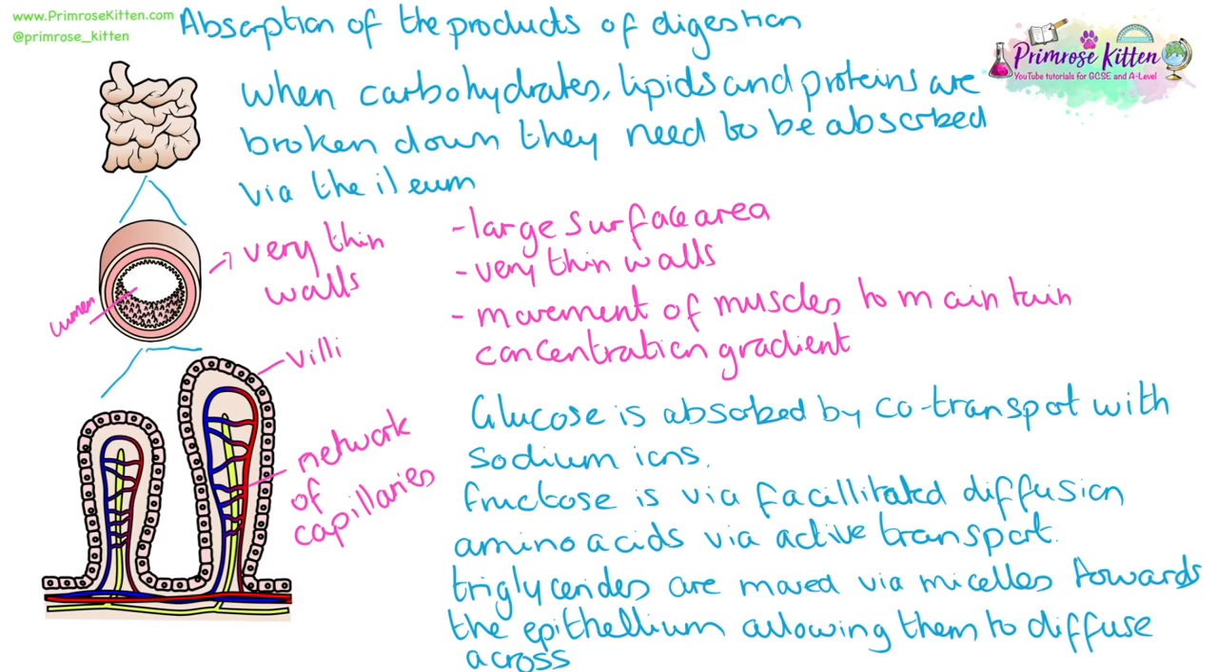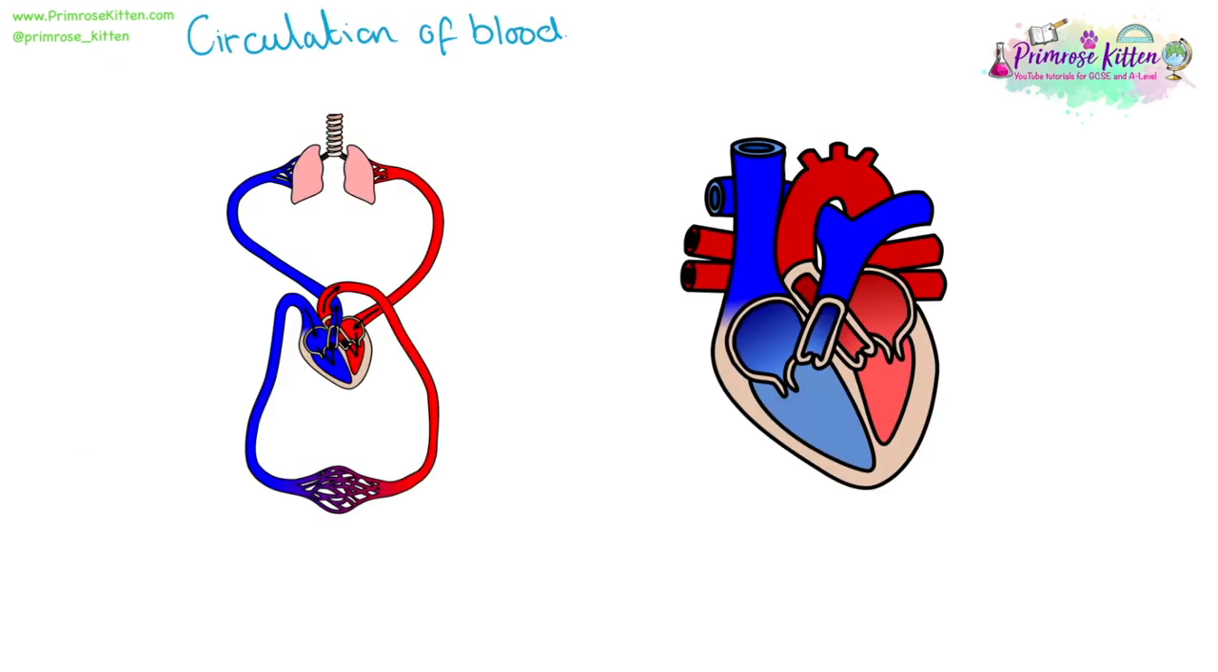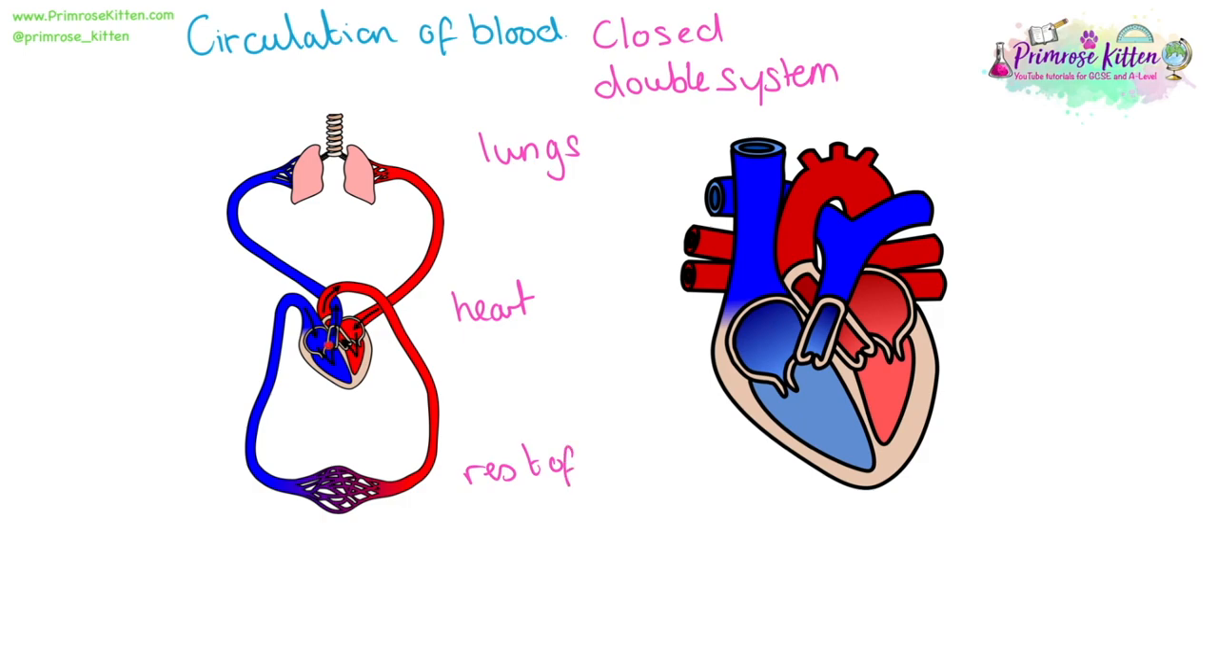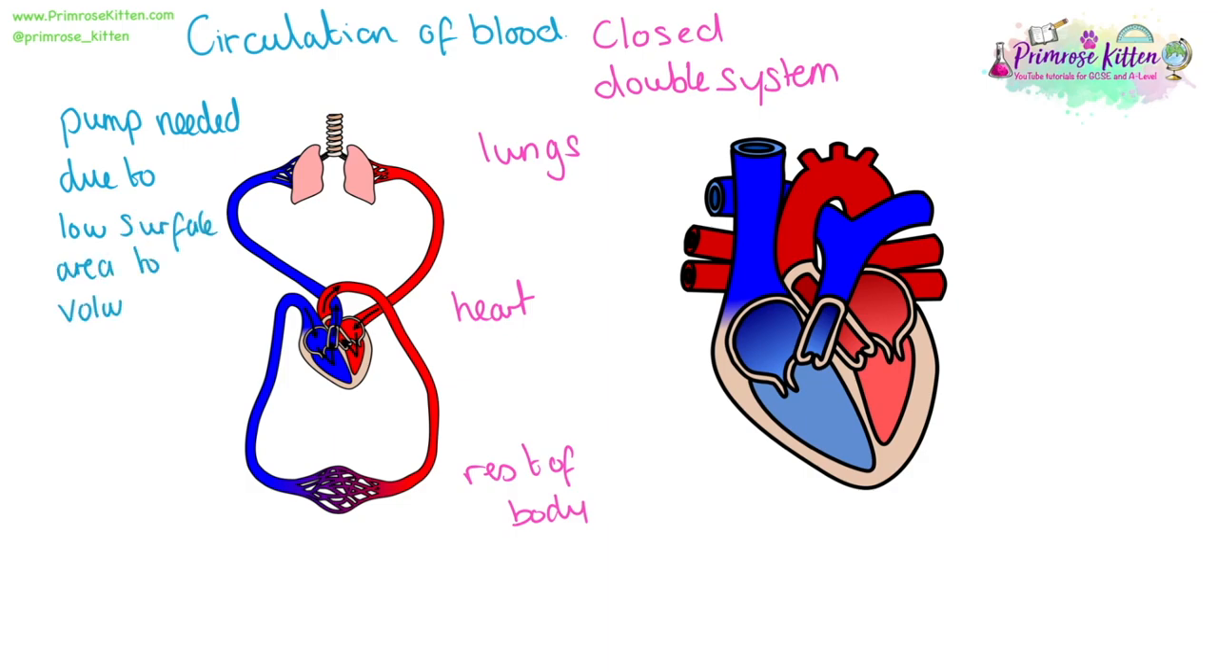These move towards the epithelium, allowing them to diffuse across. We have a closed double circulatory system. It is a double circulatory system because the heart will pump to the lungs and the heart will pump to the rest of the body. The heart, the pump, is needed due to a low surface area to volume ratio.